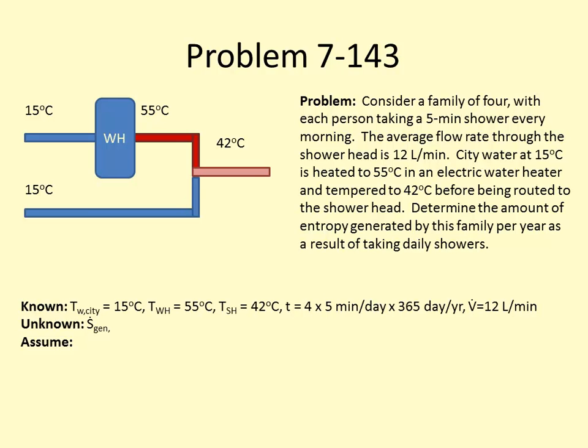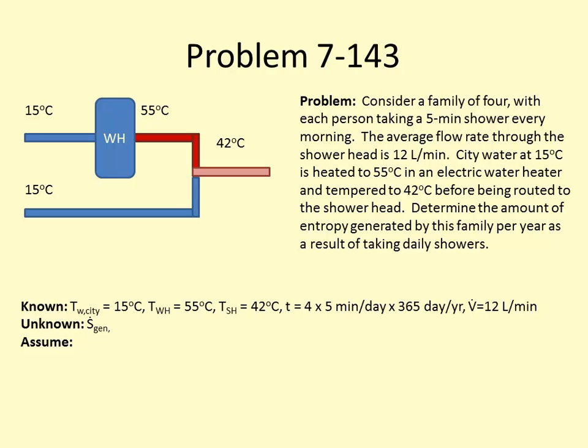We'll just go to the property tables. You can either look up the fluid property values at these temperatures, 15, 55, and 42 Celsius, or you can use EES to spit those out for you. I actually did this problem in EES because it was faster. So at 15 Celsius, we have our specific volume, V1, equal to 0.001001 meters cubed per kilogram.